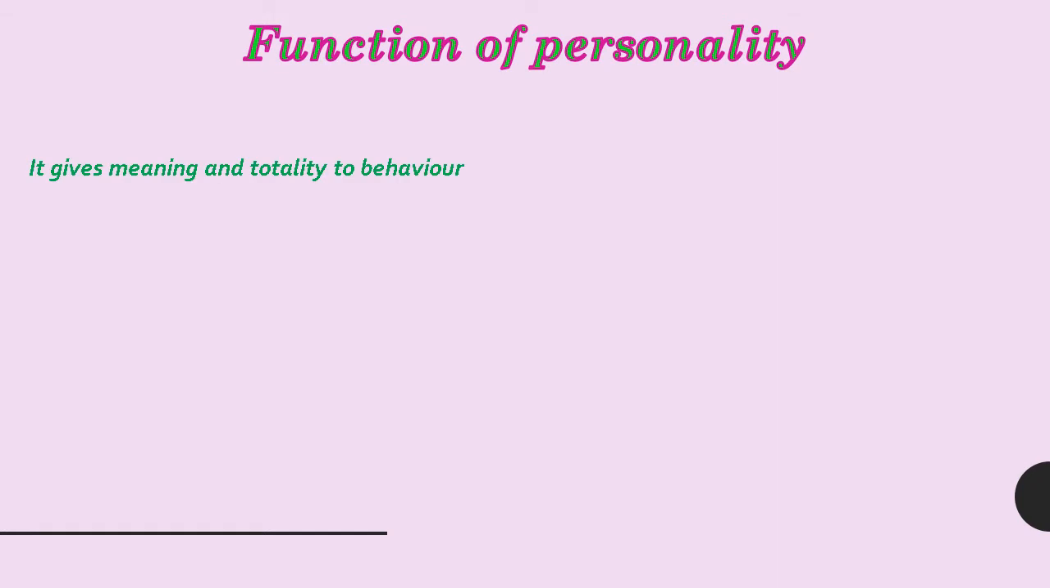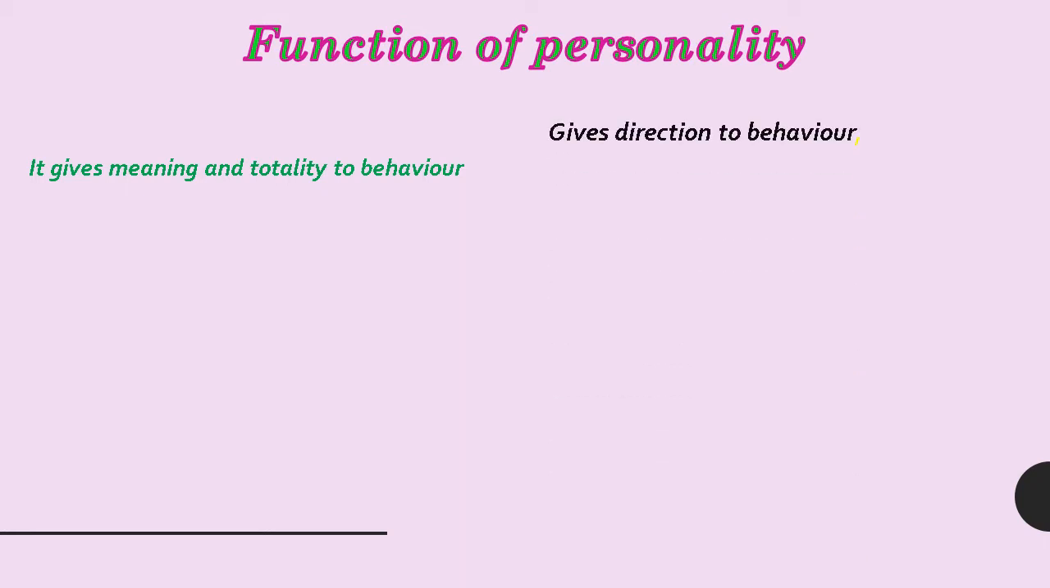So what is the function of personality? Why should we talk about it? Why is it so important for us? Because it gives meaning and totality to our behavior. You can predict, by observing some person for many days, how he or she is going to behave if put in a certain situation. So that gives a totality, a meaning, a predictiveness to your behavior.